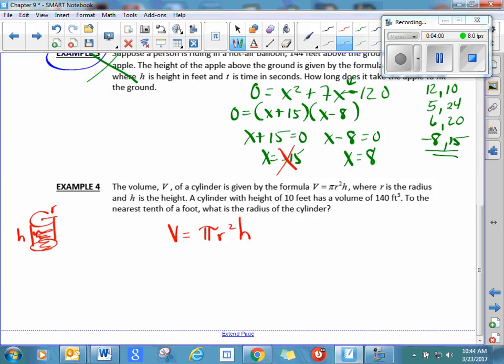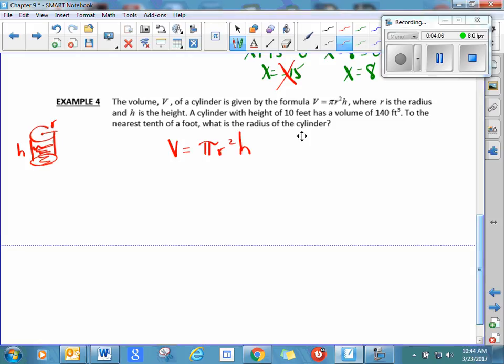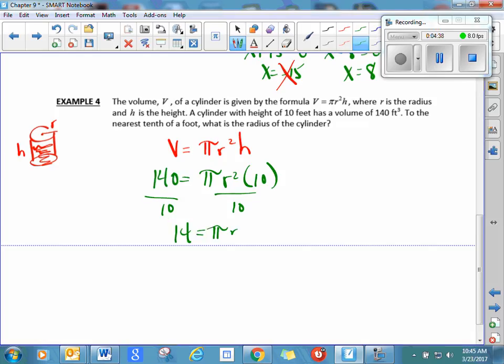So there's your picture. And they give us some information. They say, okay, I've got a cylinder that's 10 feet tall, and I'm giving you the volume, to the nearest tenth of a foot. What's the radius? So this is a plug and chug here. The volume is 140. And the height is 10 feet. So when we clean this up a little bit, if I divide both sides by 10 as my first step, I'm going to get 14 is equal to pi r squared.